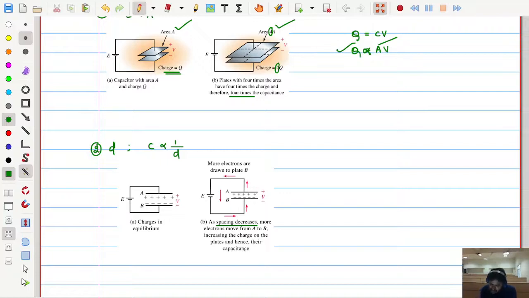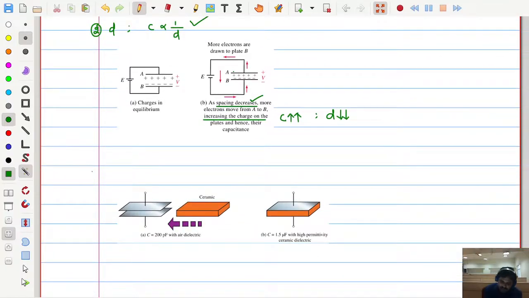So in that process you can see that more electrons can move from A to B. That is what we call increasing the charge on the plates. Thereby capacitance is going to increase. This spacing we are decreasing, right? So if spacing decreases, capacitance increases. C increases because D is decreased. If one increases, the other decreases. This is what we call an inversely proportional relationship.